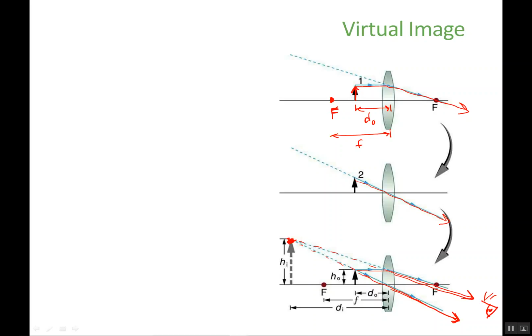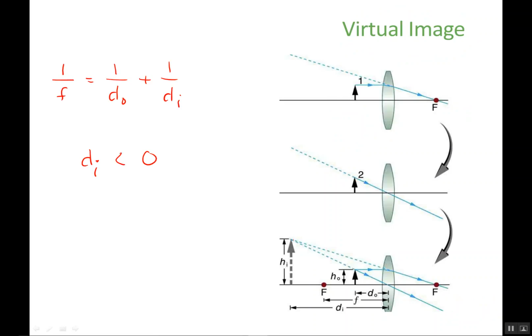Now, importantly, this is a virtual image. No light is actually arriving at this point in space. It only appears to be emanating from that point in space for an observer that's looking back through the lens. So virtual images are not projected onto screens. They cannot be projected onto screens. They cannot be projected onto film in a camera. They can only be seen by looking through the lens.